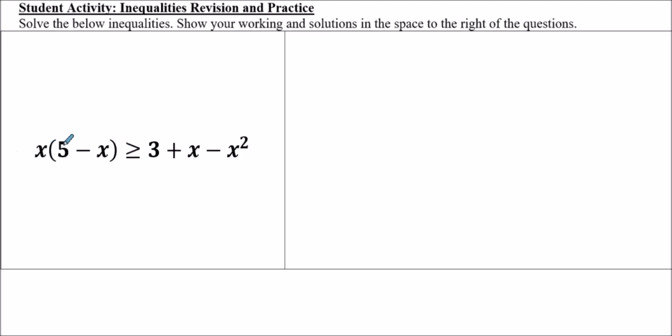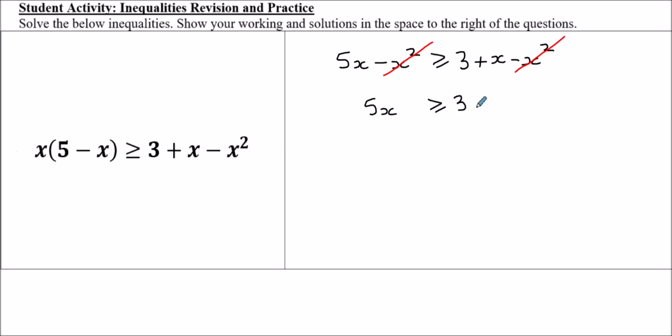Again, some brackets to expand. So if I expand these out, x times 5 is 5x. X times minus x is minus x squared. That's greater than or equal to 3 plus x minus x squared. Again, we have a minus x squared on both sides, so again this is going to cancel off. All we're going to be left with is 5x on one side and 3 plus x on the other.